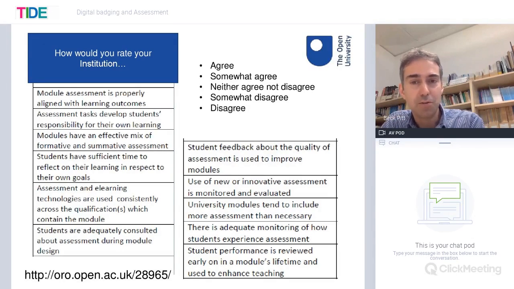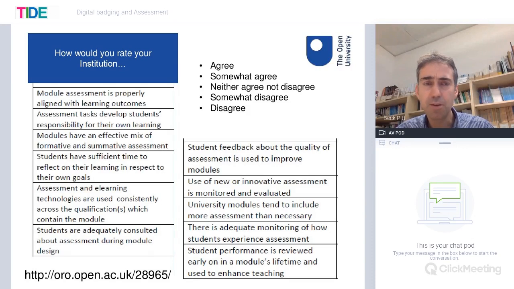What we did at the Open University is that we sent out a reduced number of these 99. I think there were around 30, 35 in total. And we sent these around as a staff survey, and we invited staff to feed back to us about whether they agreed or disagreed that the university was doing this at the moment.